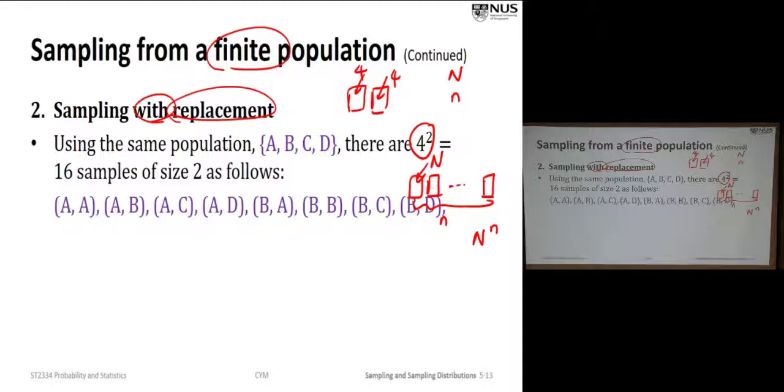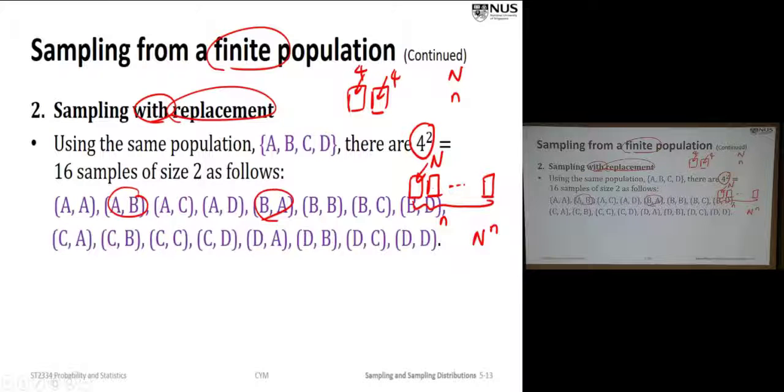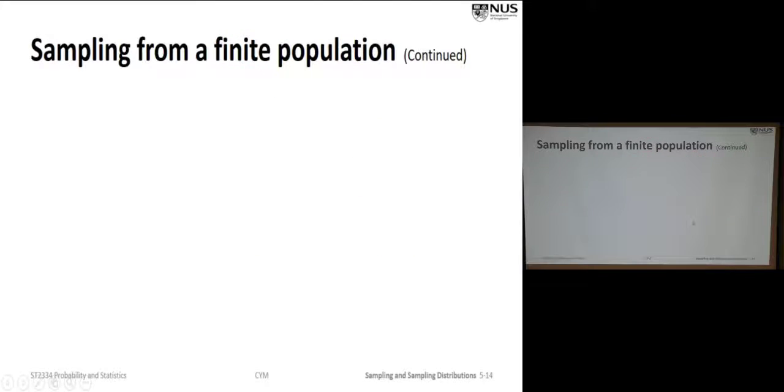So in this example, we have AA, AB, and so on. You can see that you have AB and BA, so it makes a difference in terms of the ordering. AB means that A is chosen first in the sample and B is the second element in the sample. So these are the possible samples, altogether 16 of them.